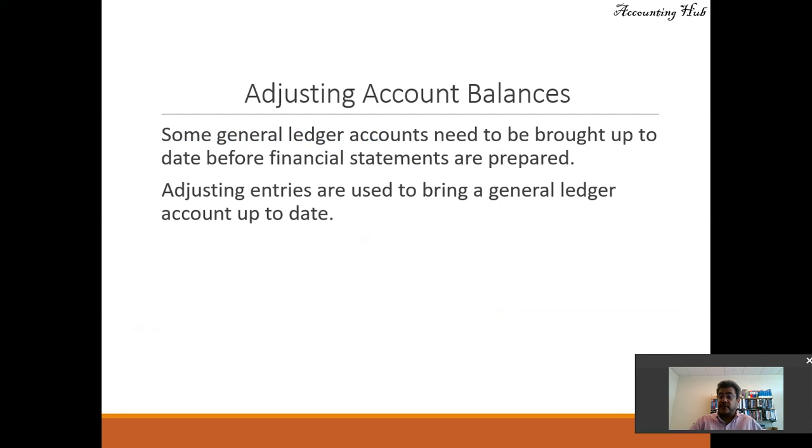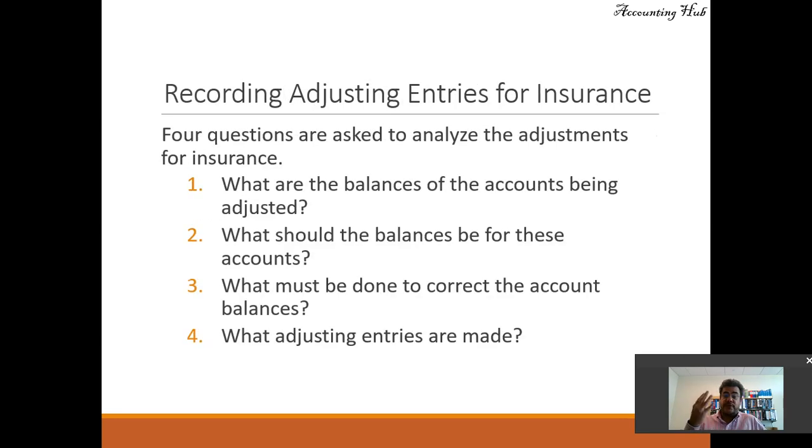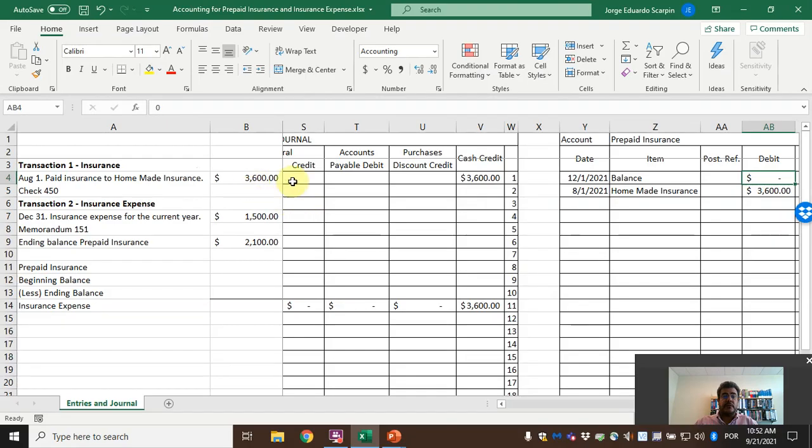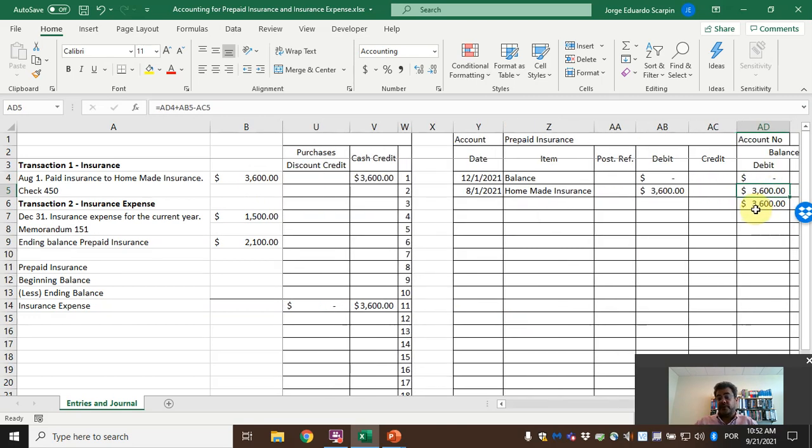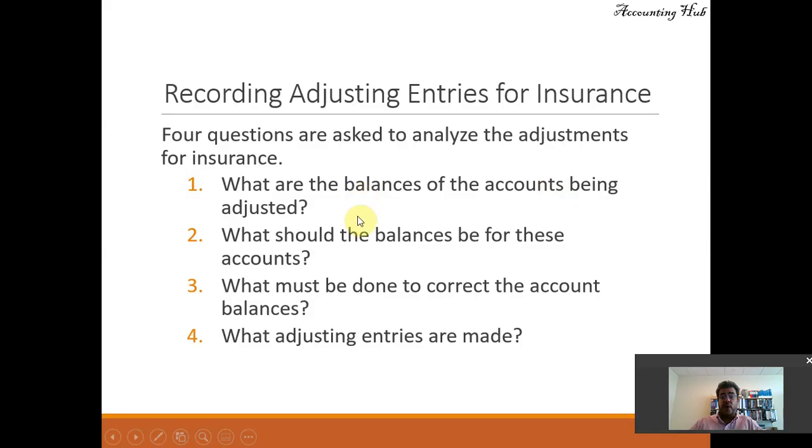Some general ledger accounts, for instance, prepaid insurance or prepaid expense, need to be brought up to date before financial statements are prepared. Adjusting entries are used to bring a general ledger account up to date. And then, four questions for adjusting entries. 1, what is the balance of the account being adjusted? This balance here, 3,600.